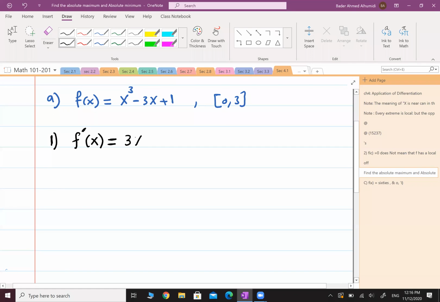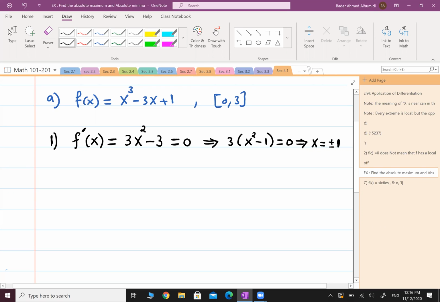That is 3x squared minus 3. The derivative is always defined now. So I will only discuss the case when this is equal to 0. If you solve this, what do you have? 3 times (x squared minus 1) is equal to 0. And this will lead you to x equal to plus or minus 1. So these are the critical numbers.